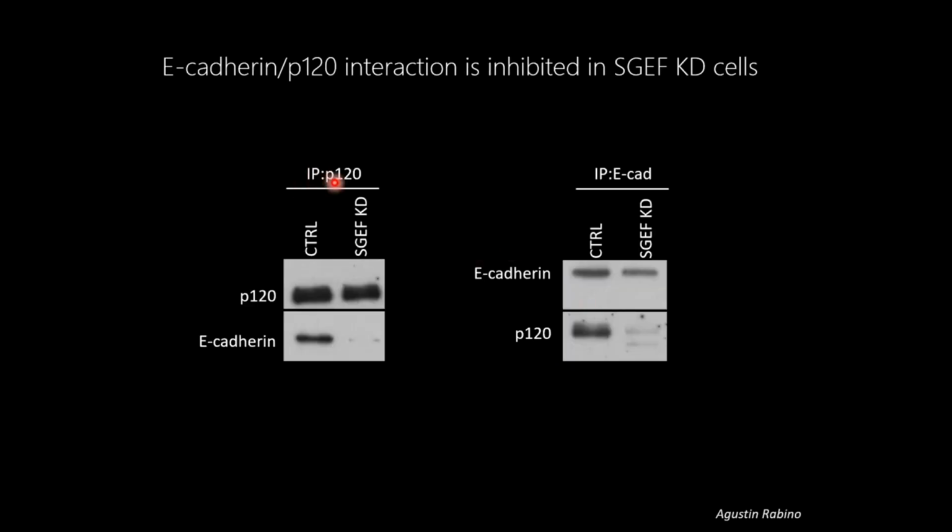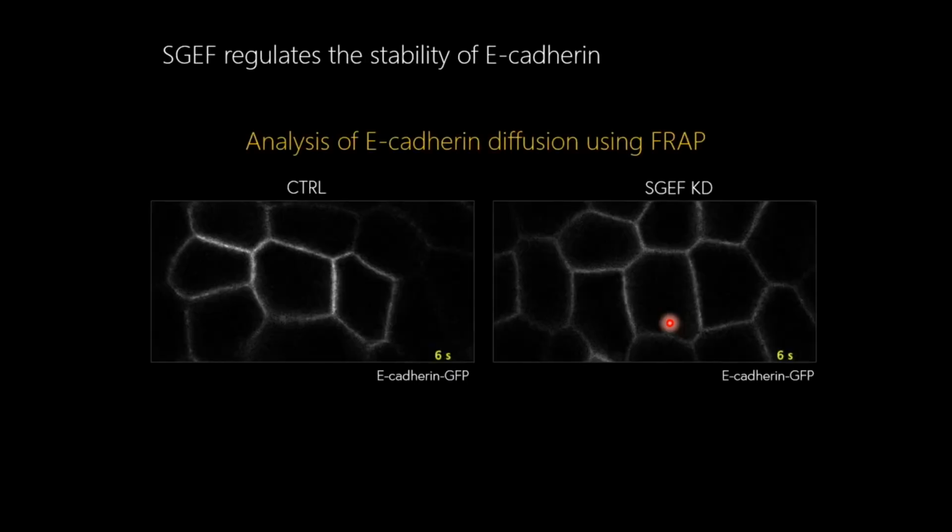We can immunoprecipitate, for example, p120 and see if E-cadherin binds, as we can see here in control cells. If we do this in SGEF knockdown cells, the complex is not there. And the opposite is true if we immunoprecipitate E-cadherin and we blot for p120, we don't see p120 in the complex. So this suggests that when we don't have SGEF, this complex is dissociated and also means that E-cadherin is less stable.